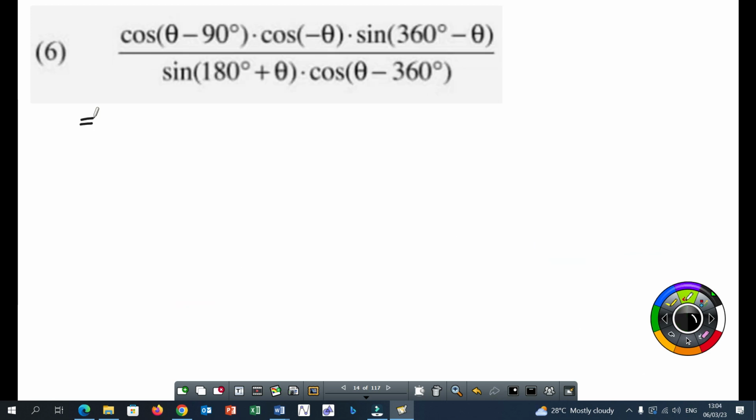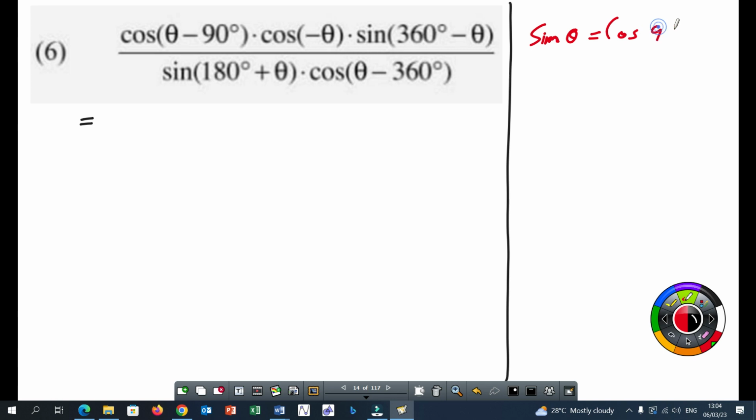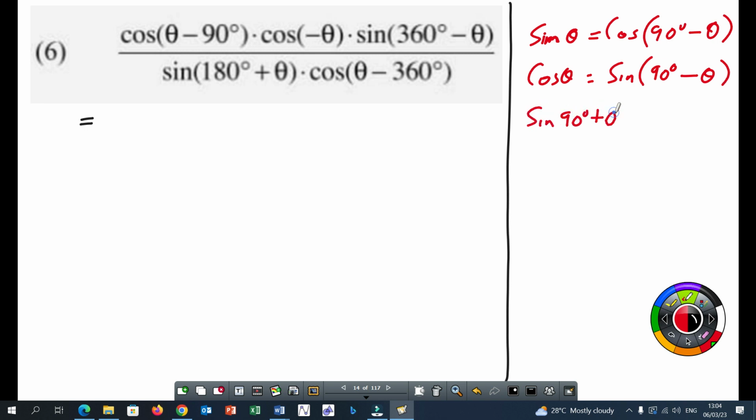A quick recap, because some people, when it's a weekend, their brains shut down. Sine theta is equal to cos of 90 minus theta. Then cos theta is equal to sine of 90 degrees minus theta. Then you also have sine of 90 degrees plus theta, which is equal to cos theta. And then cos of 90 degrees plus theta is equal to minus sine theta. So those are your co-ratios.